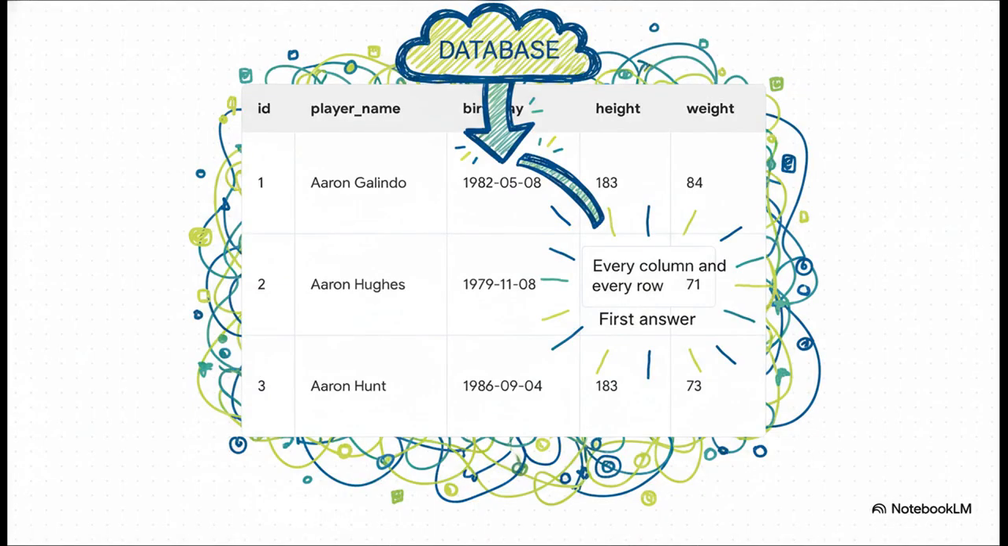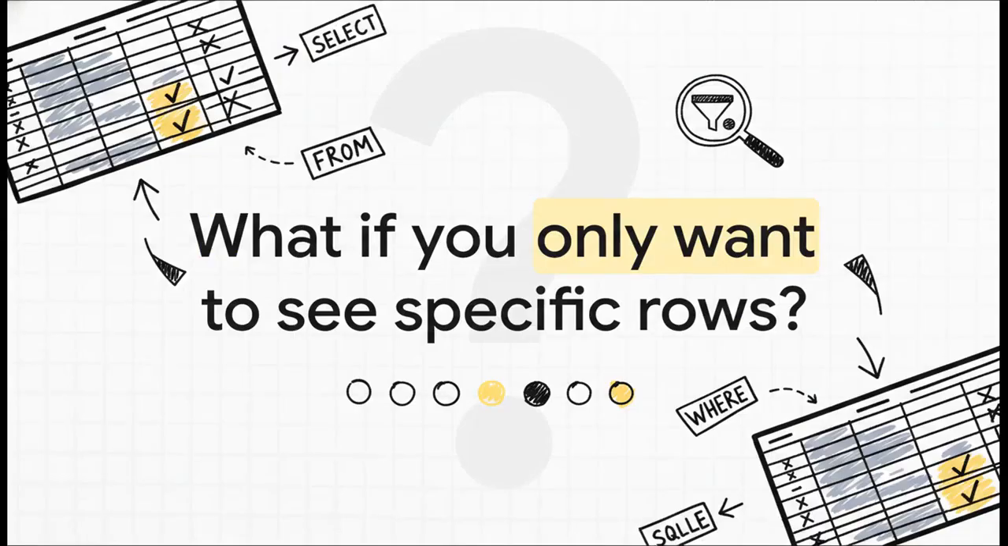And here's what you get back. The database just gives you the whole thing, every column, every row, exactly what we asked for. That was our first conversation with the data. Pretty easy, right? But let's be real. Seeing everything is almost never what you actually want. It's too much information. Usually, you're hunting for something specific.